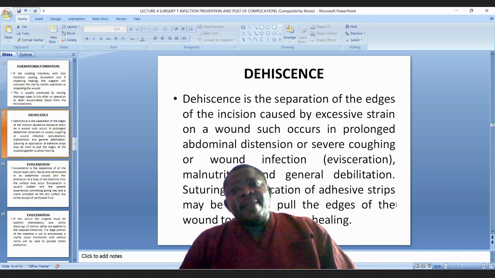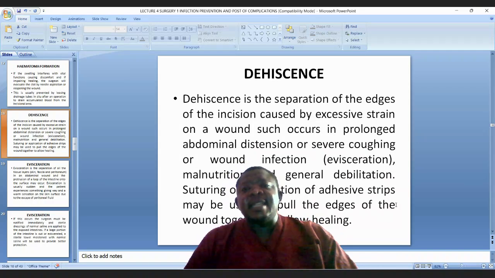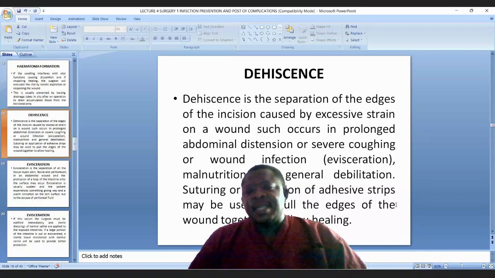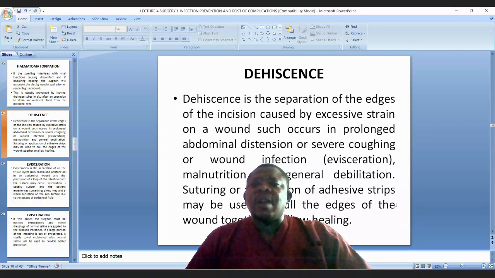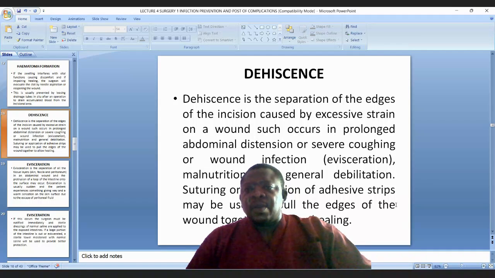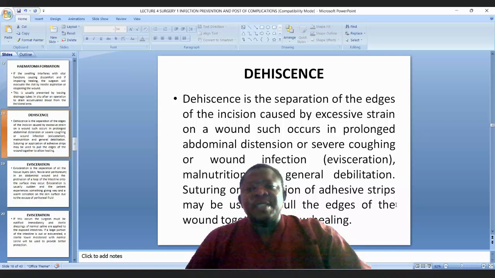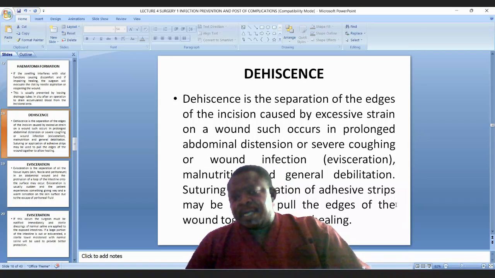Okay, the other complication in our SHOCKED is dehiscence. This is a general complication, especially in abdominal surgery: wound dehiscence. Dehiscence is the separation of the edges of the incision caused by excessive strain on a wound. Such strain occurs in prolonged abdominal distension, severe coughing, or wound infection, like in evisceration.